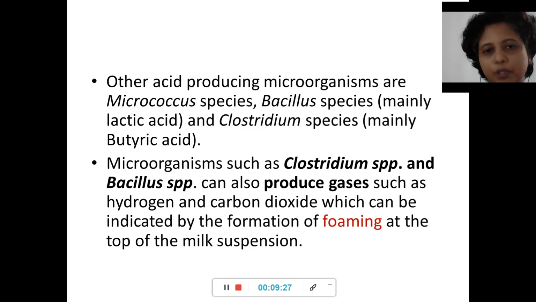And other acid forming bacteria mainly include Micrococcus, Bacillus and Clostridium species. What are Clostridium and Bacillus special for? They are all gas forming organisms. They are gas producers, and as a result, along with acid formation, they also cause the release of gases such as hydrogen and carbon dioxide, which is indicated by the formation of foaming at the top of the milk suspension.